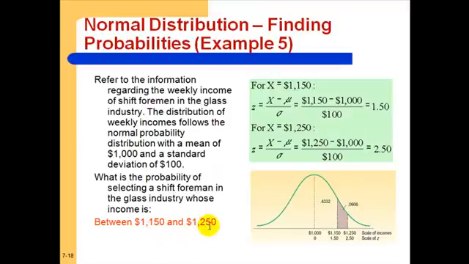How about between 1150 and 1250? Again, find the z-value for 1150, that's 1.5, and the z-value for 1250, that's 2.5. So we find the area for the z-value 2.5, and then subtract the area for 1.5, and you get 0.0606.